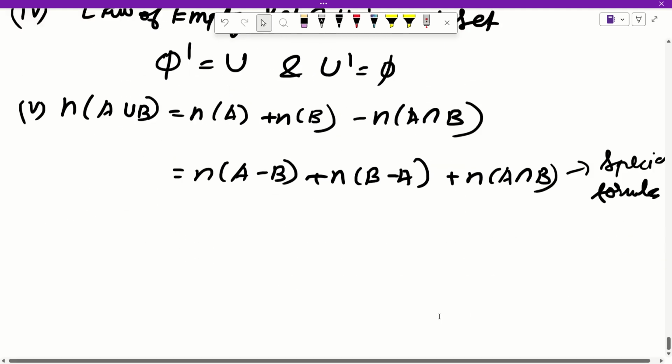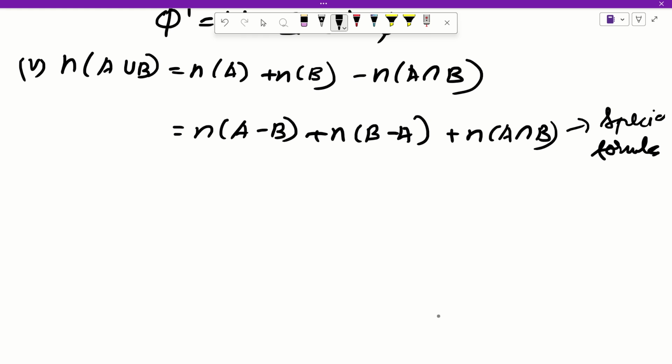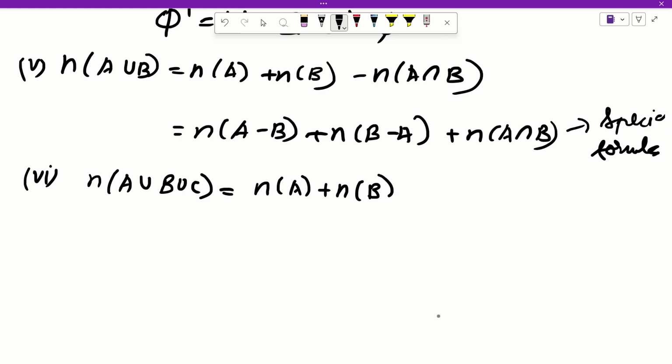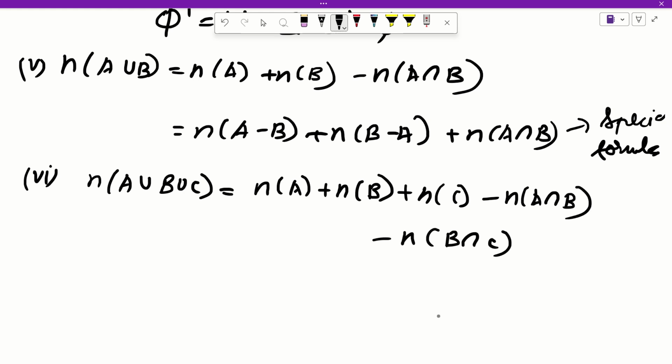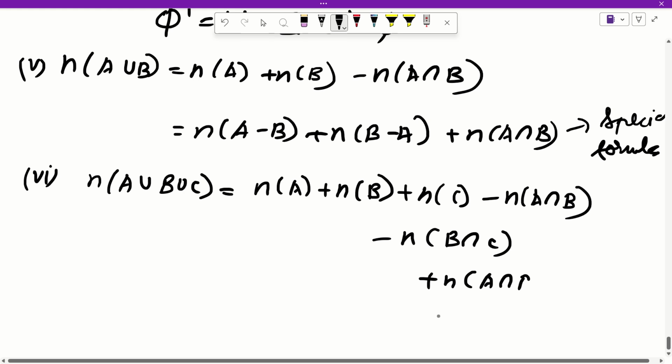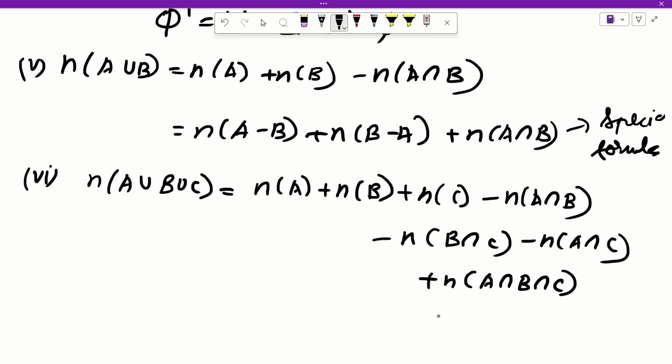Let's write one more formula. Sixth one: n of A union B union C is equal to n of A plus n of B plus n of C minus n of A intersection B minus n of B intersection C plus n of A intersection B intersection C. There's one more thing: minus n of A intersection C. Okay, write down this formula, guys.